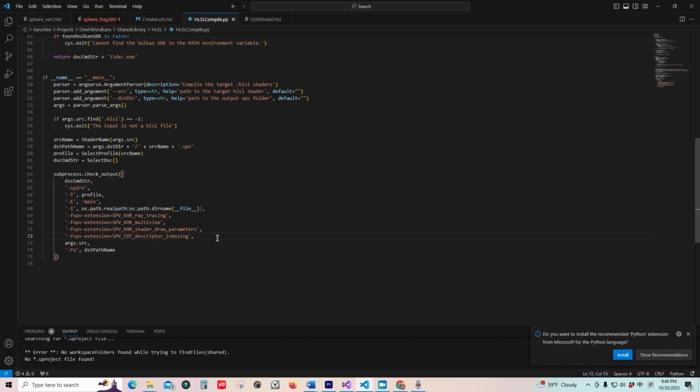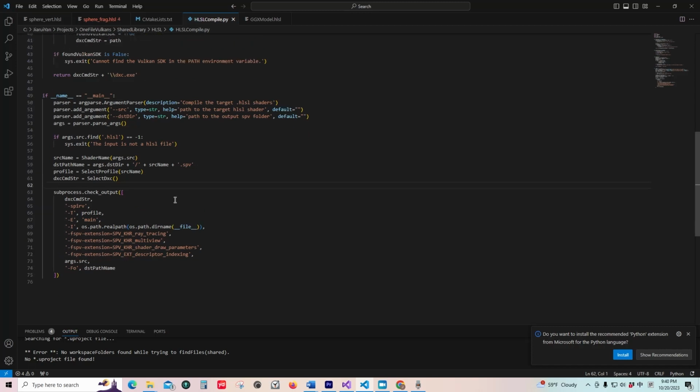After this, we have some extensions. I'll make some ray tracing examples, but now we don't have them. For multiview, we need it for cube maps, and others are also needed normally. So yeah, this is the Python script that uses DXC to compile the HLSL shaders.